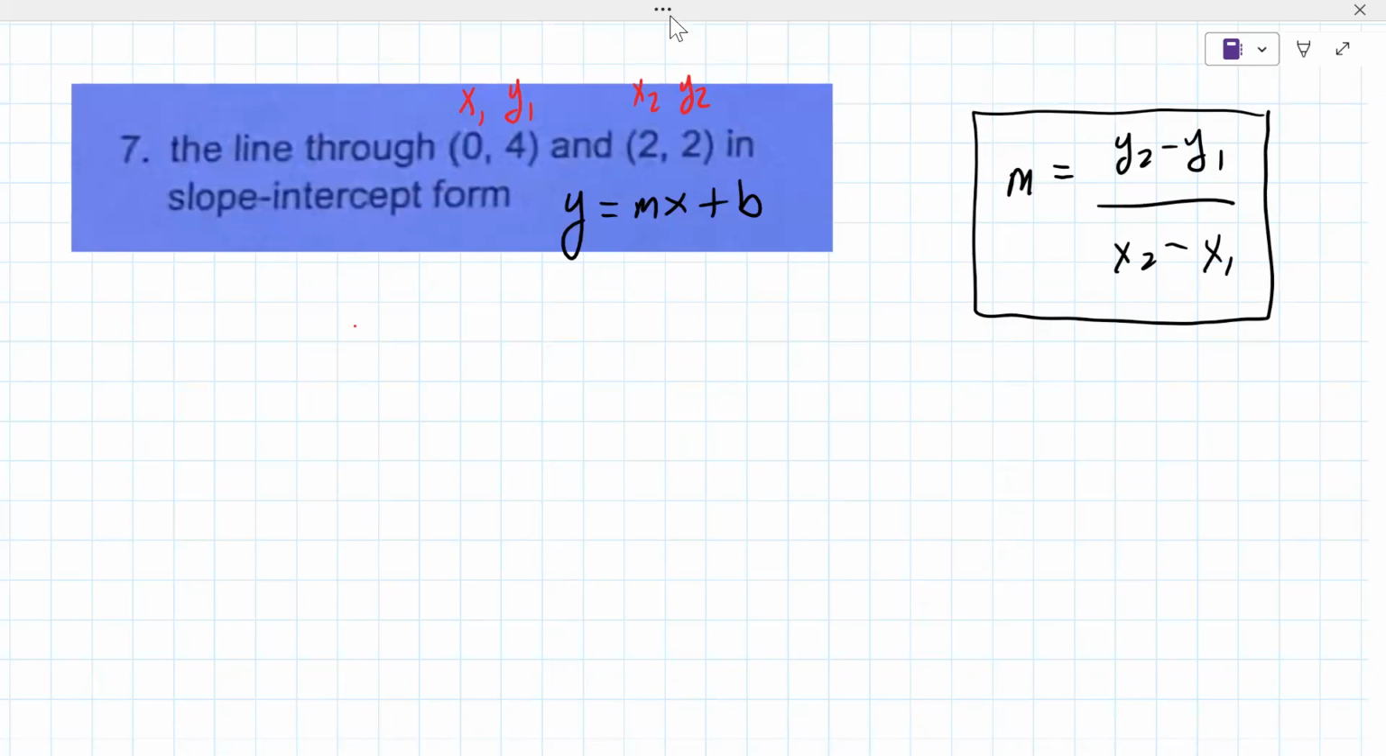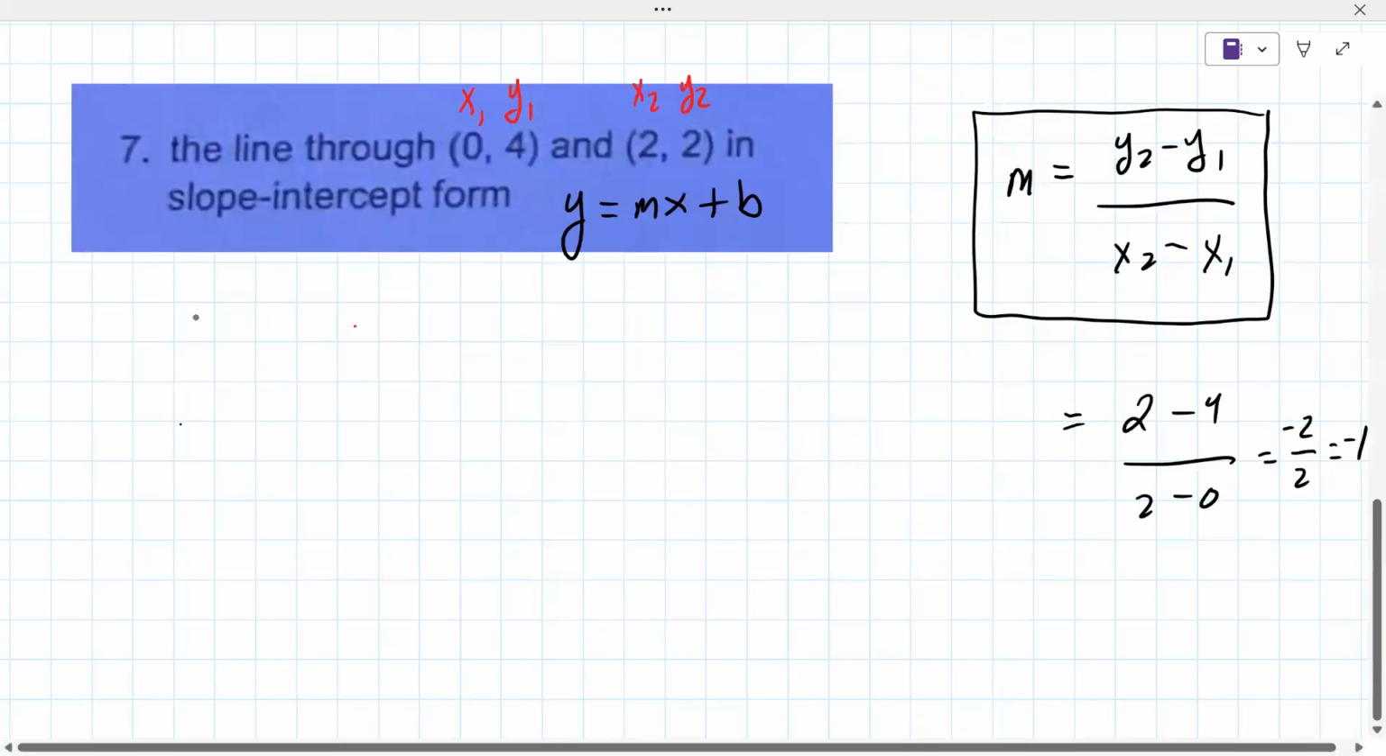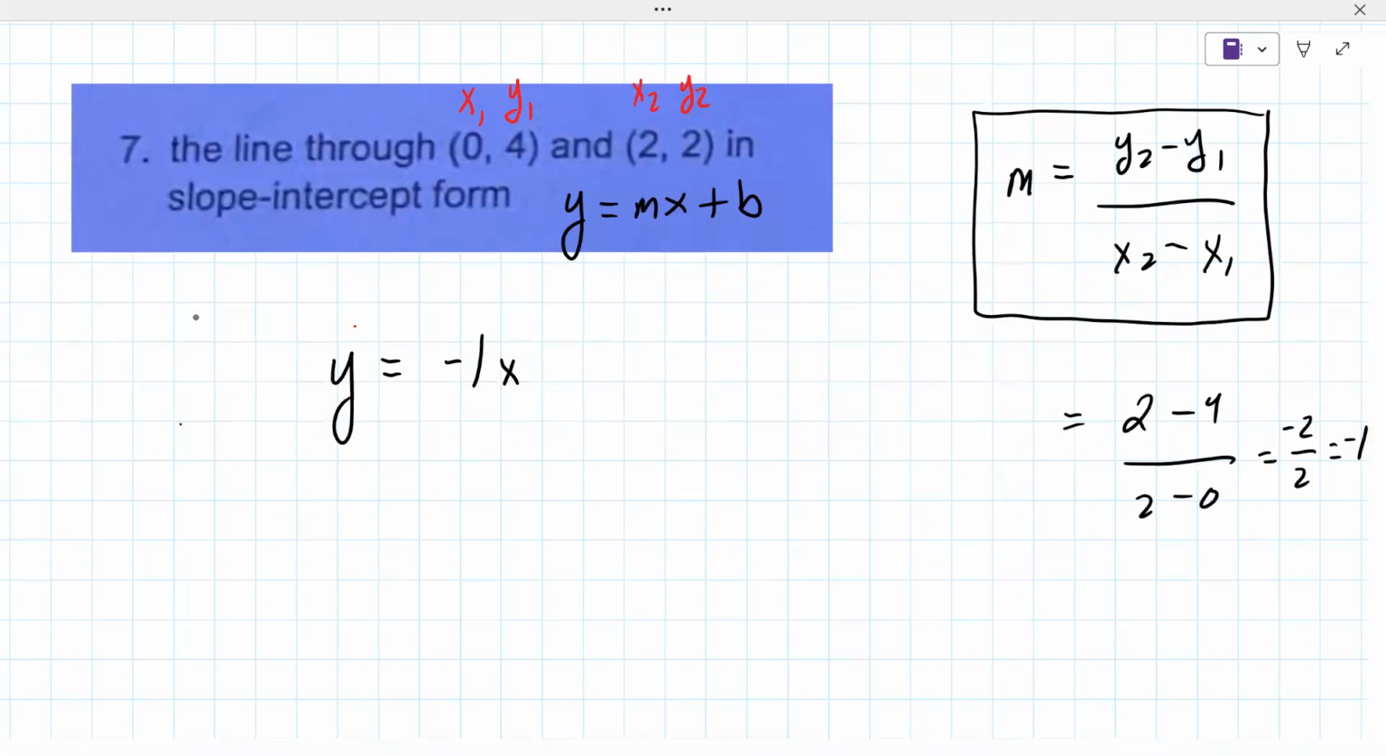Will you calculate the slope for us, please? Sure. Negative 1. So let me substitute: 2 minus 4 over 2 minus 0, negative 2 over 2 is negative 1. Very good. So that goes in for m. You immediately put that in for m: y equals negative 1x plus b.